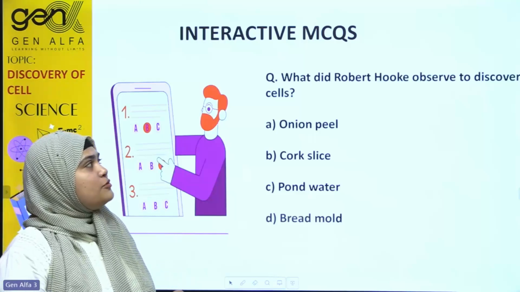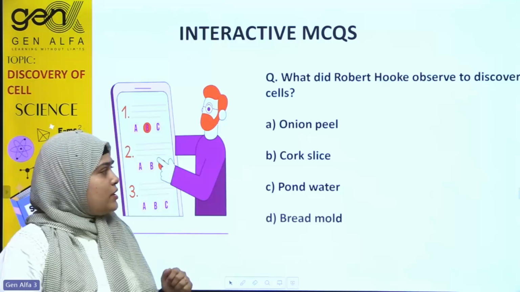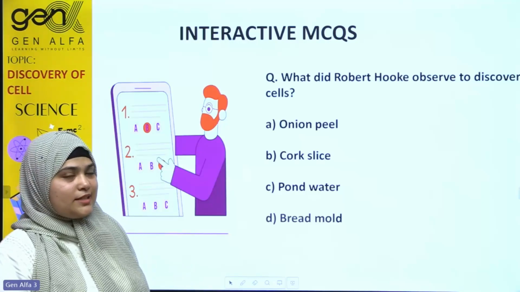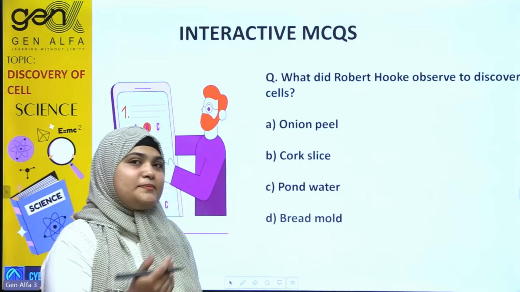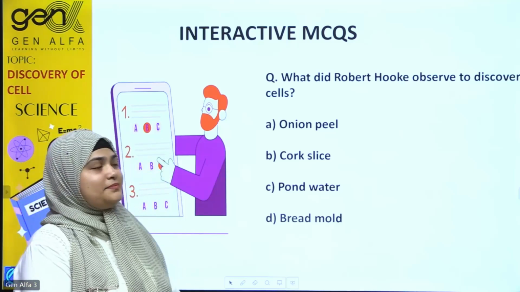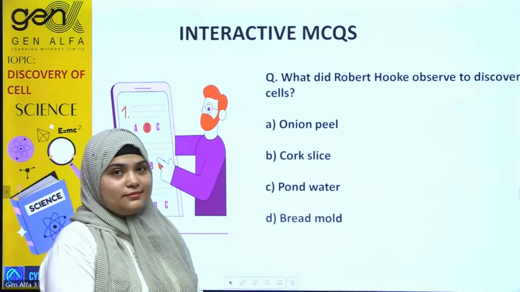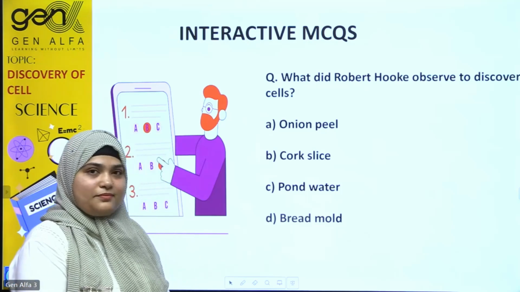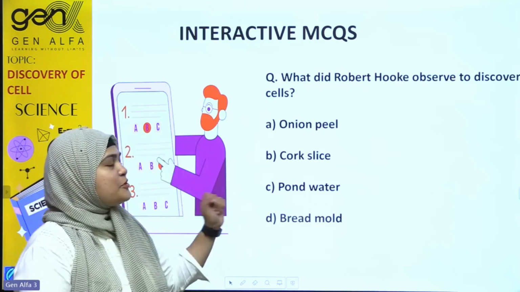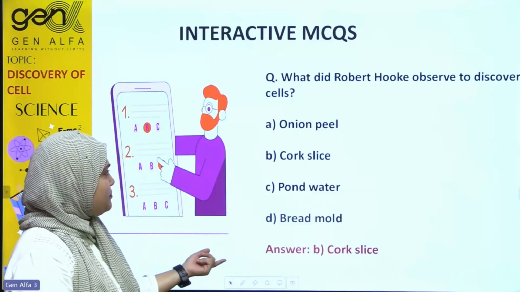Let's move to the other question. What did Robert Hooke observe to discover the cell? Onion peel, cork slice, pond water, or bread mold? Tell me the correct answer. You have 10 seconds. Are you ready? Okay, so your answer is option B, that is slice of cork, or cork slice.